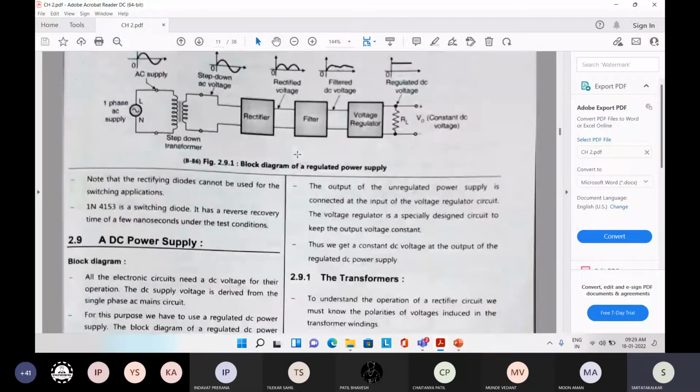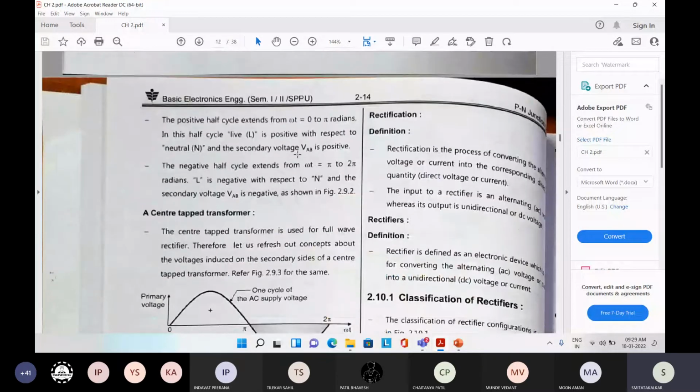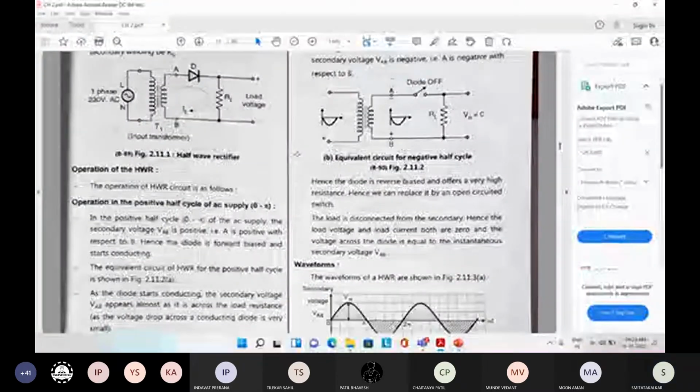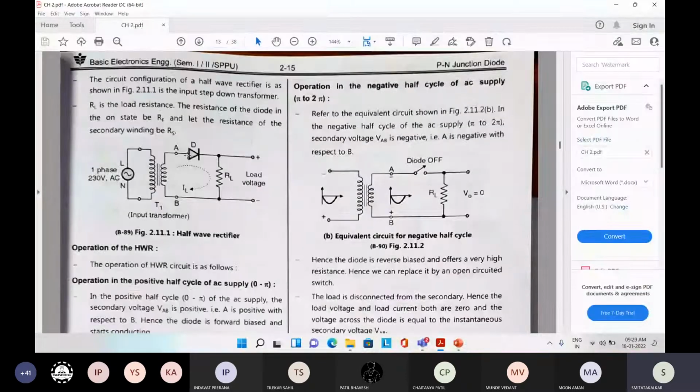0.7 volt. Yes. Then in a half wave rectifier, the diode conducts in the positive half cycle, meaning forward bias. The diode conducts only in forward bias; it is the on state. And in reverse bias, it is an open switch. Then it is not conducting in reverse bias.